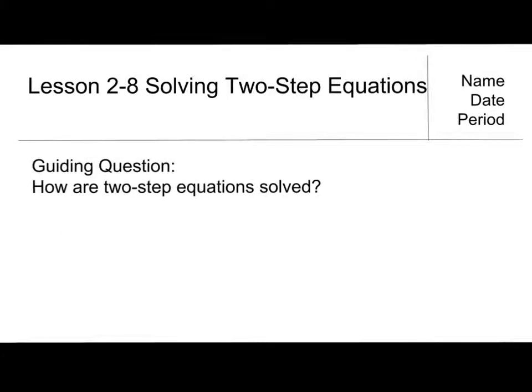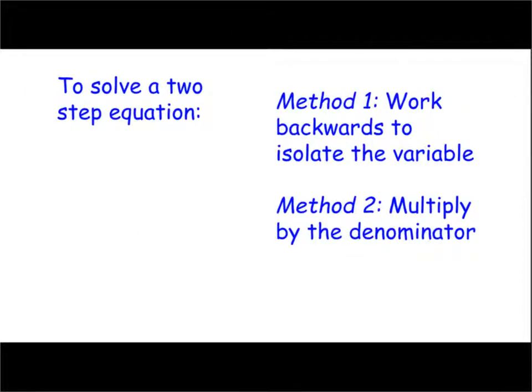All right, so our next lesson is solving two-step equations. Our guiding question, how are two-step equations solved? Now, solving two-step equations pretty much comes down to one of two methods. One way is to work backwards to isolate the variable. Isolate means to get by itself.